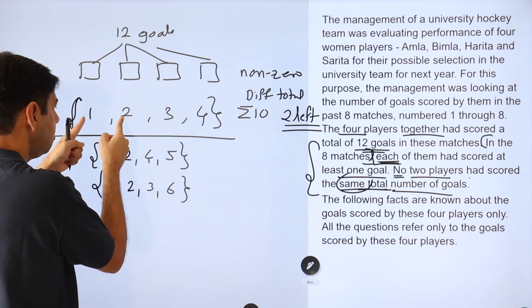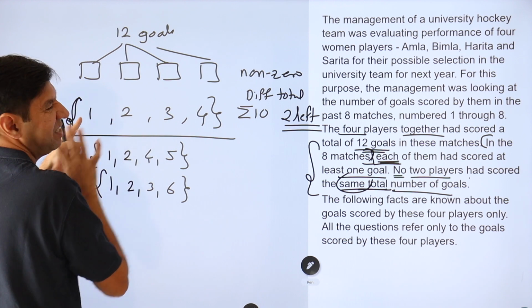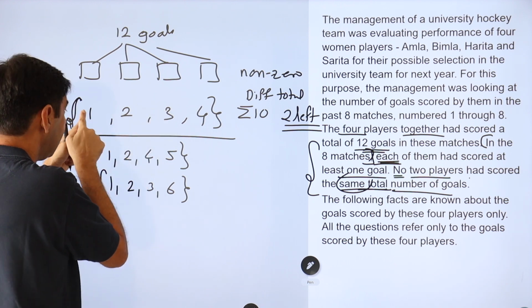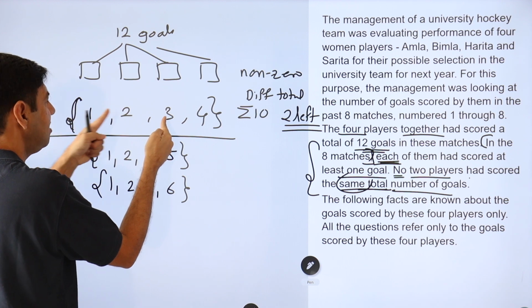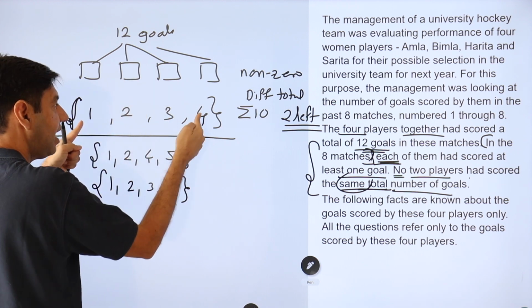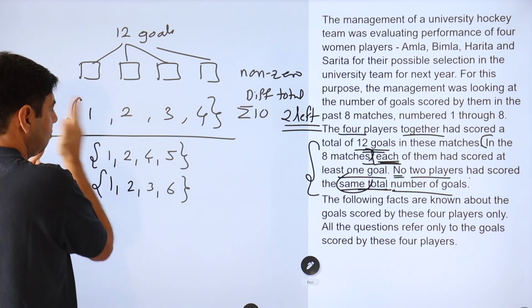Give 1, 1 to this guy, 2, 3, 3. Oh, no. Keep this constant. Give 1 to this guy and 1 to this guy. No, then these 2 will be the same. Give 1 to this guy and 1 to this guy. No, these 2 will be the same. So with this I have finished.